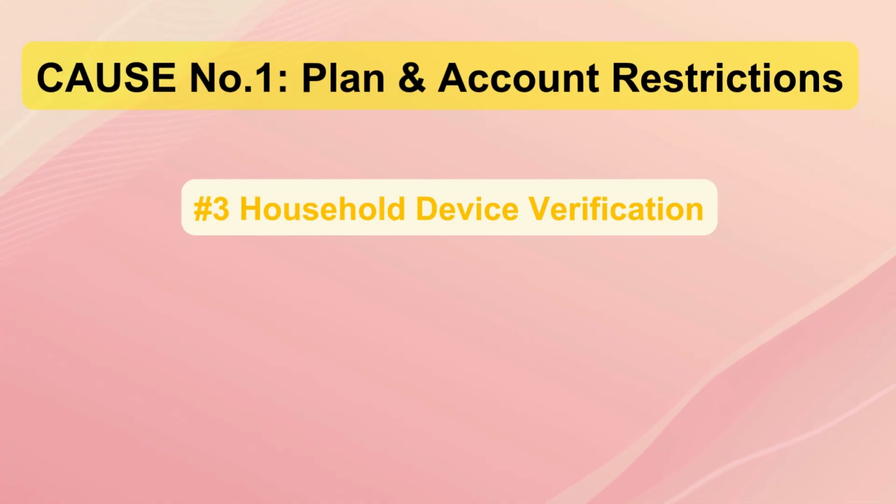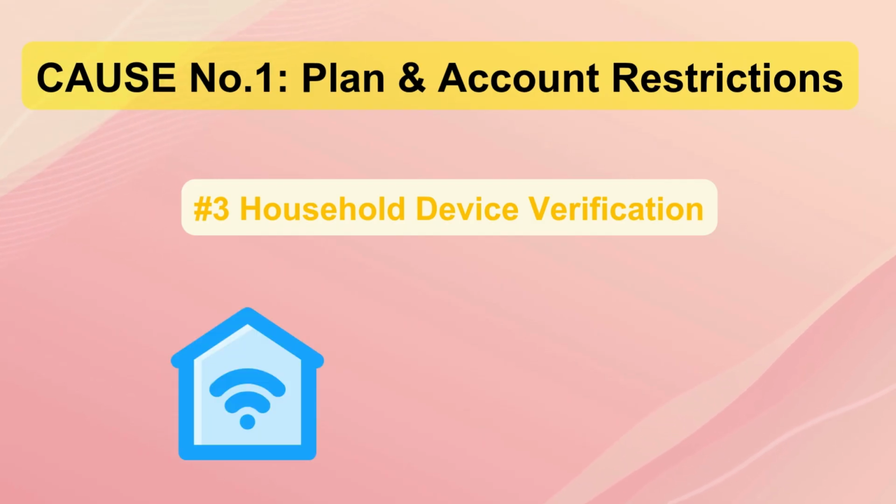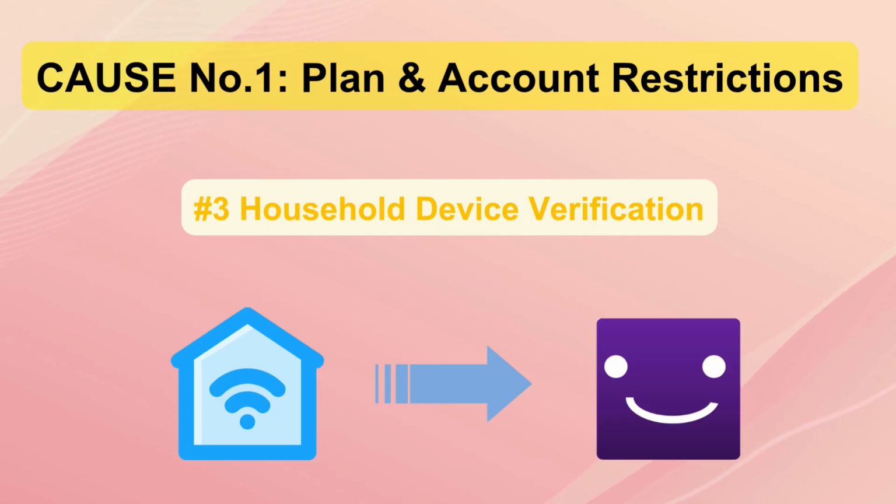Household device verification. Netflix's household restrictions can also block downloads if your device isn't recognized as part of your household. You can connect to your home Wi-Fi, open Netflix, and complete the household verification when prompted.